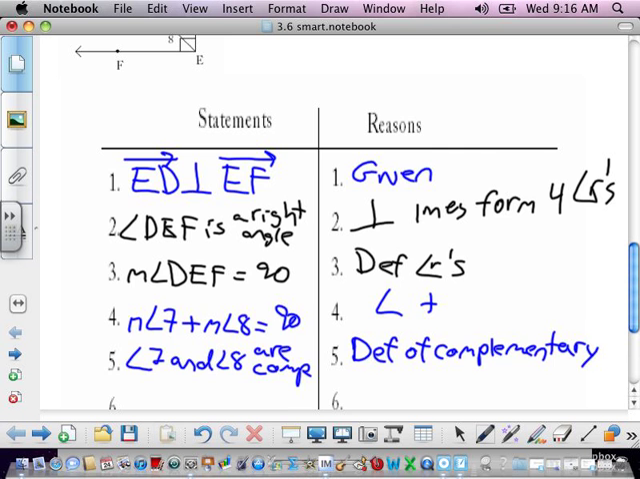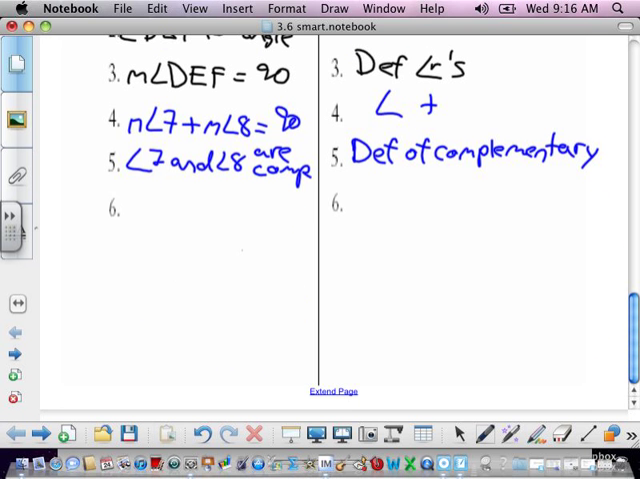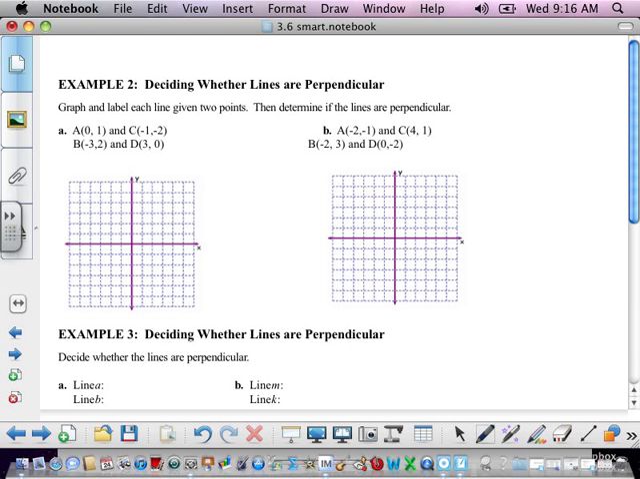Okay. For example 2, all we're going to do is more talk about perpendicular lines. Okay? So we're going to plot the points. A is 0, 1. C is -1, -2. Let's, before we move on, find the slope of that line. -2 minus 1 over -1 minus 0. We get -3 over -1, which is 3.